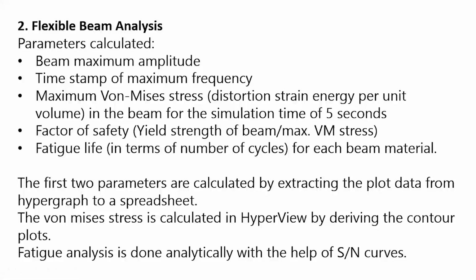Okay, coming to the flexible beam analysis. The parameters which are calculated are the beam maximum amplitude, the timestamp of the maximum frequency, the maximum von Mises stress, which is nothing but the distortion strain energy per unit volume in the beam for a simulation time of 5 seconds, and the factor of safety. Factor of safety means that, in that particular period of 5 seconds, the value we get as the maximum von Mises stress will help us calculate the factor of safety by this formula: the yield strength of the beam material divided by the maximum von Mises stress. And we'll be calculating the fatigue life in terms of the number of cycles for each beam material.